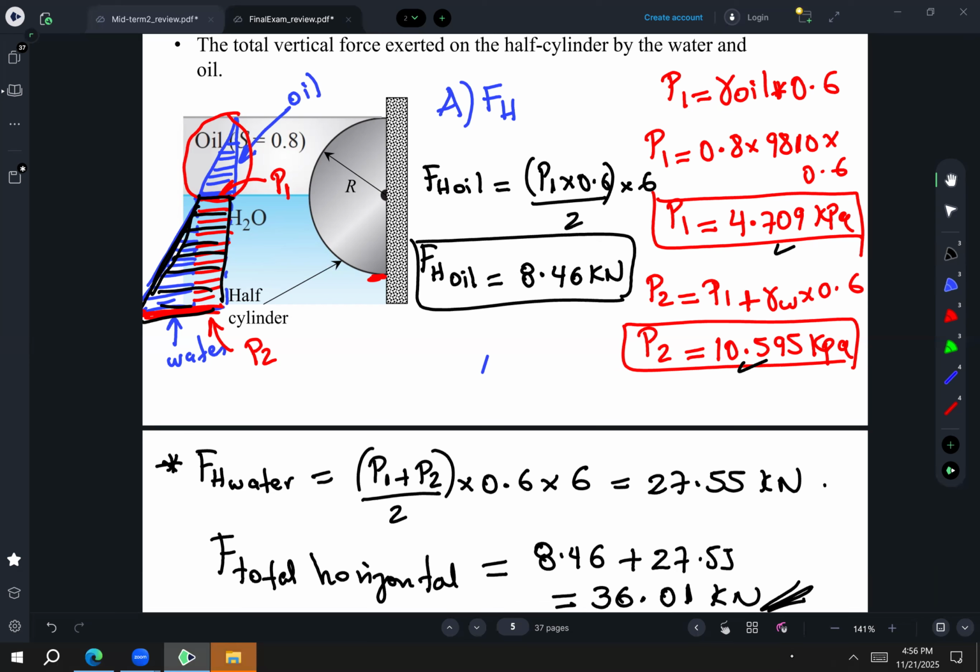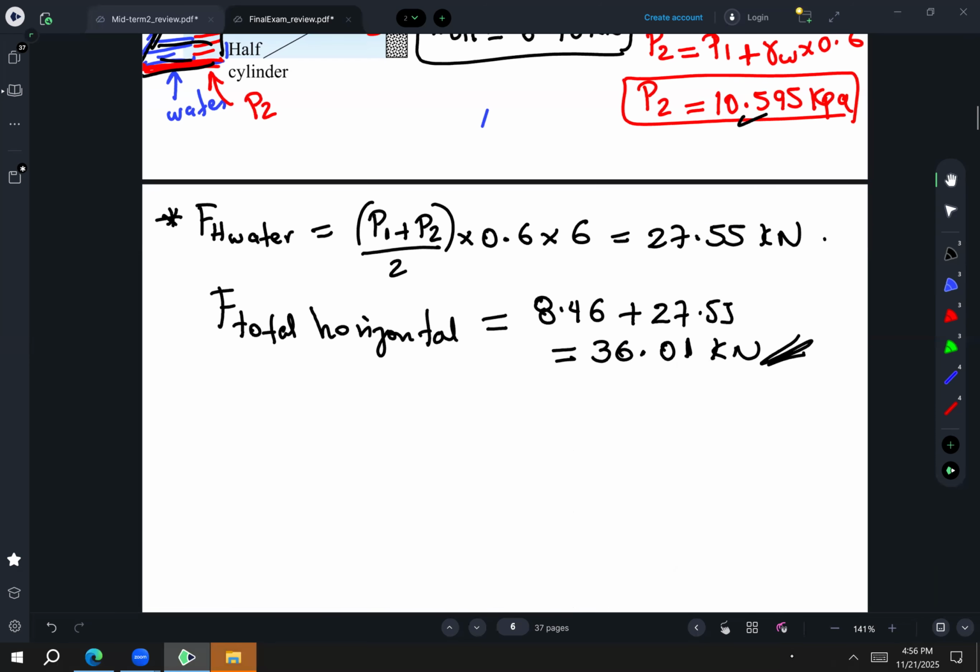Okay, now let's get the vertical force, because that's Part B of the question, right? So Part B is: what is the total vertical force?